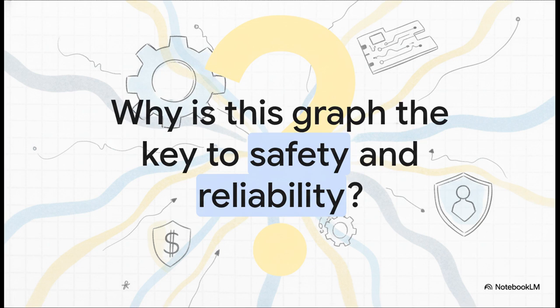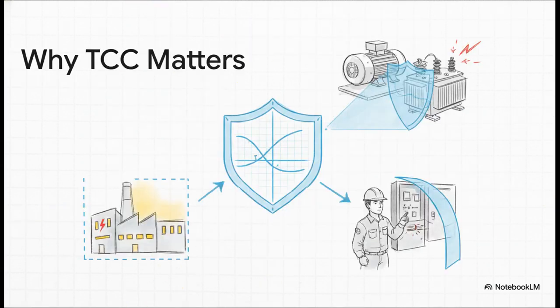Every single line you see on this chart represents a split-second decision that protects incredibly expensive equipment, and more importantly, it protects people. Think of it this way. A well-coordinated system, the kind we can visualize with these TCCs, is literally the only thing standing between a normal day and a total disaster.